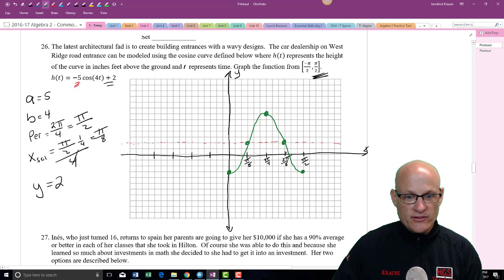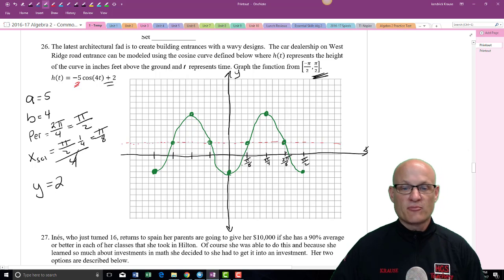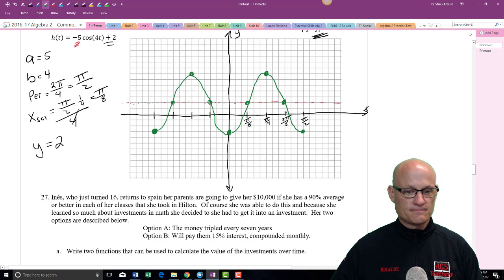And now, begins at a max, min, ends at a min. In the middle is a max. 1, 2, 3, 4, 5. In between those, on the midlines, are zeros. And there it is, from negative pi over 2 to pi over 2.